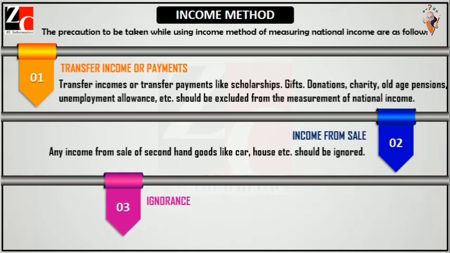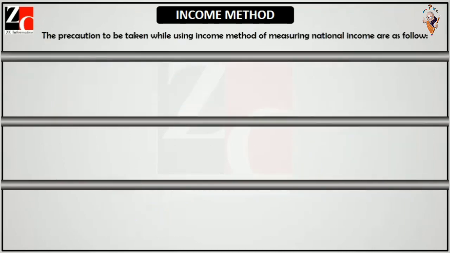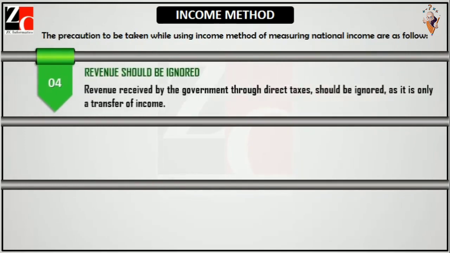Point number 3. Ignorance. Income from sale of shares and bonds should be ignored as they do not add up anything to the real national income. Point number 4. Revenue should be ignored. Revenue received by the government through direct taxes should be ignored as it is only a transfer of income.